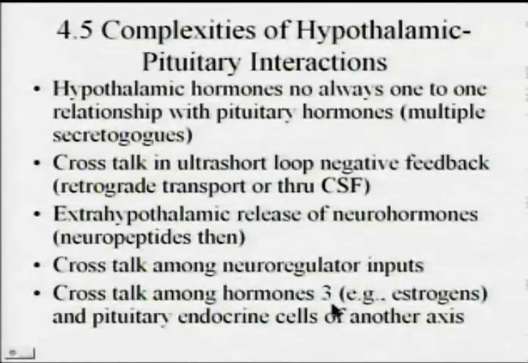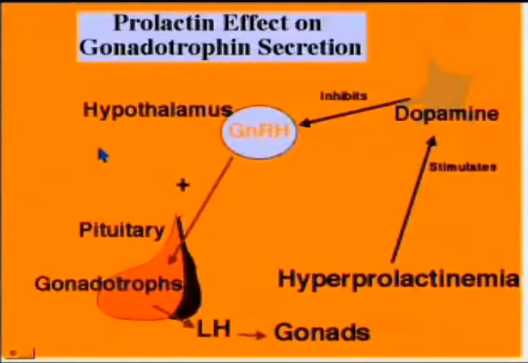For those systems that have hormones 3, for example, the estrogens and the pituitary endocrine cells of another axis, we'll see some examples, such as the hypothalamic pituitary breast interacting on this slide with the hypothalamic pituitary gonadal system, and on the subsequent slides, the hypothalamic pituitary adrenal axis interacting with the hypothalamic pituitary gonadal axis, or HPA-HPG interactions.